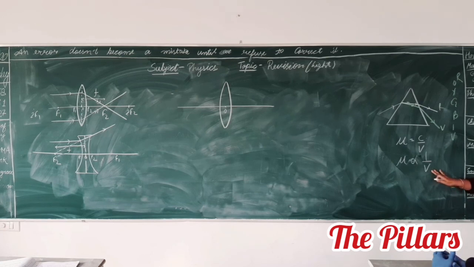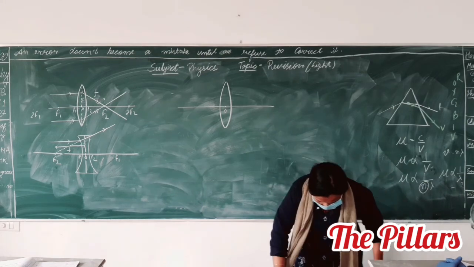Can I replace this V by n lambda, where n is frequency? So mu is proportional to 1 upon n lambda. Frequency remains constant. What conclusion do you make? Mu is inversely proportional to lambda. More the lambda, less the mu.